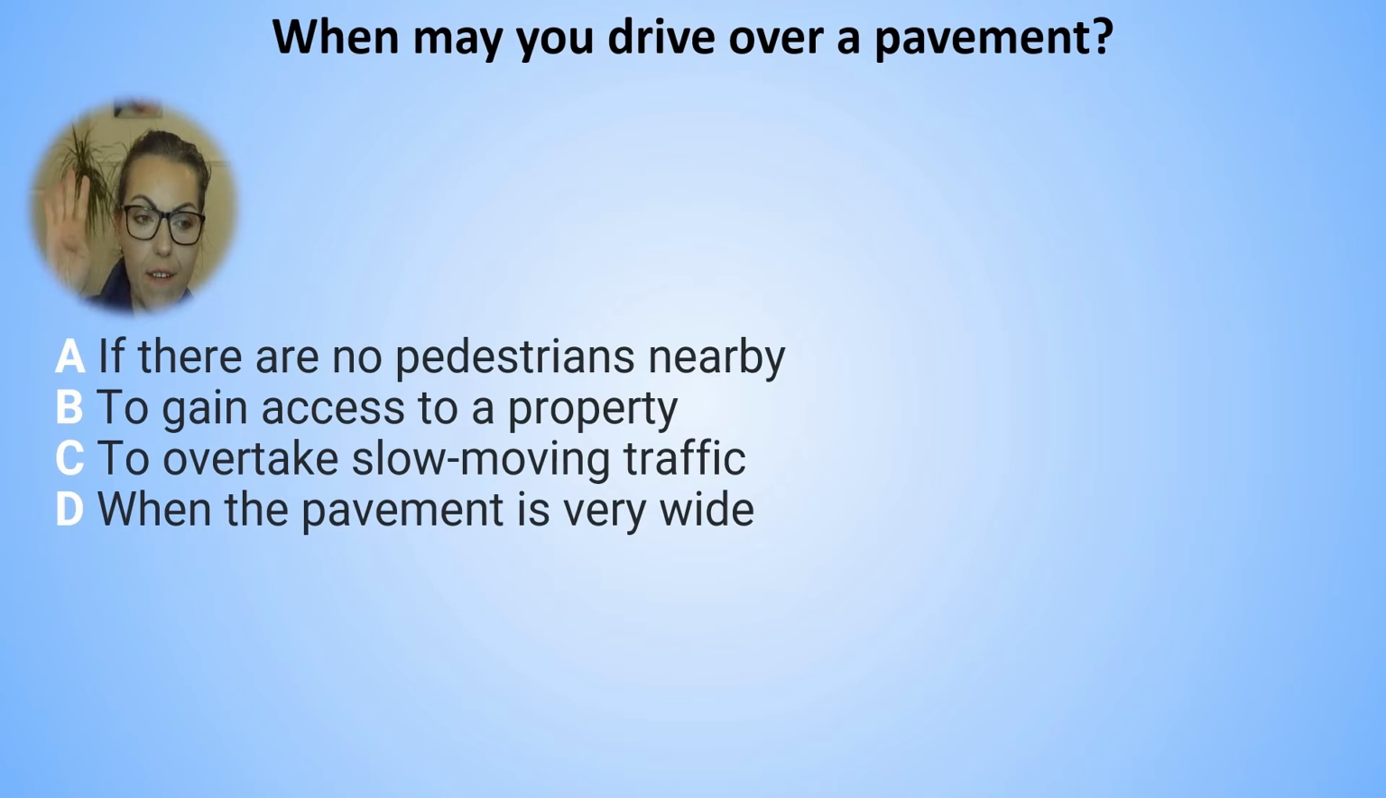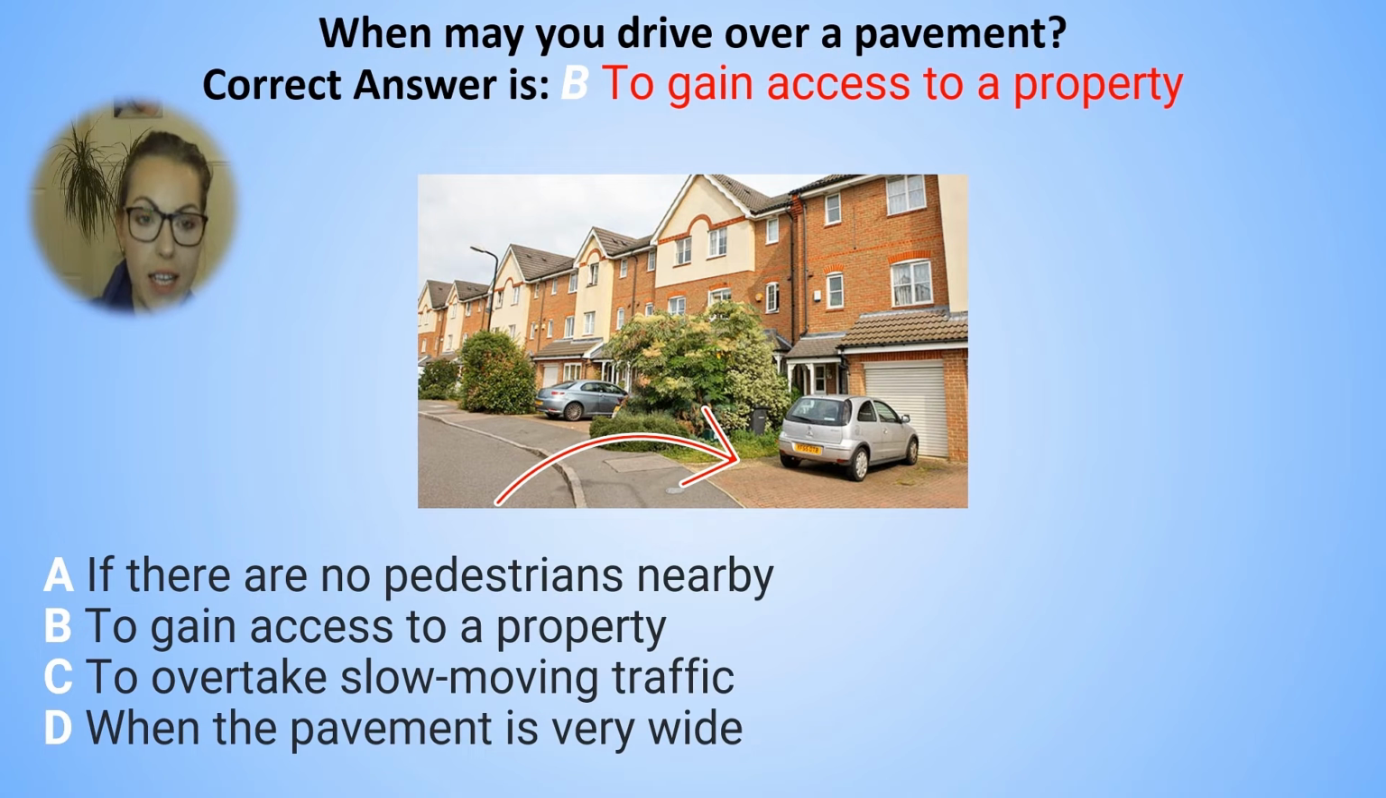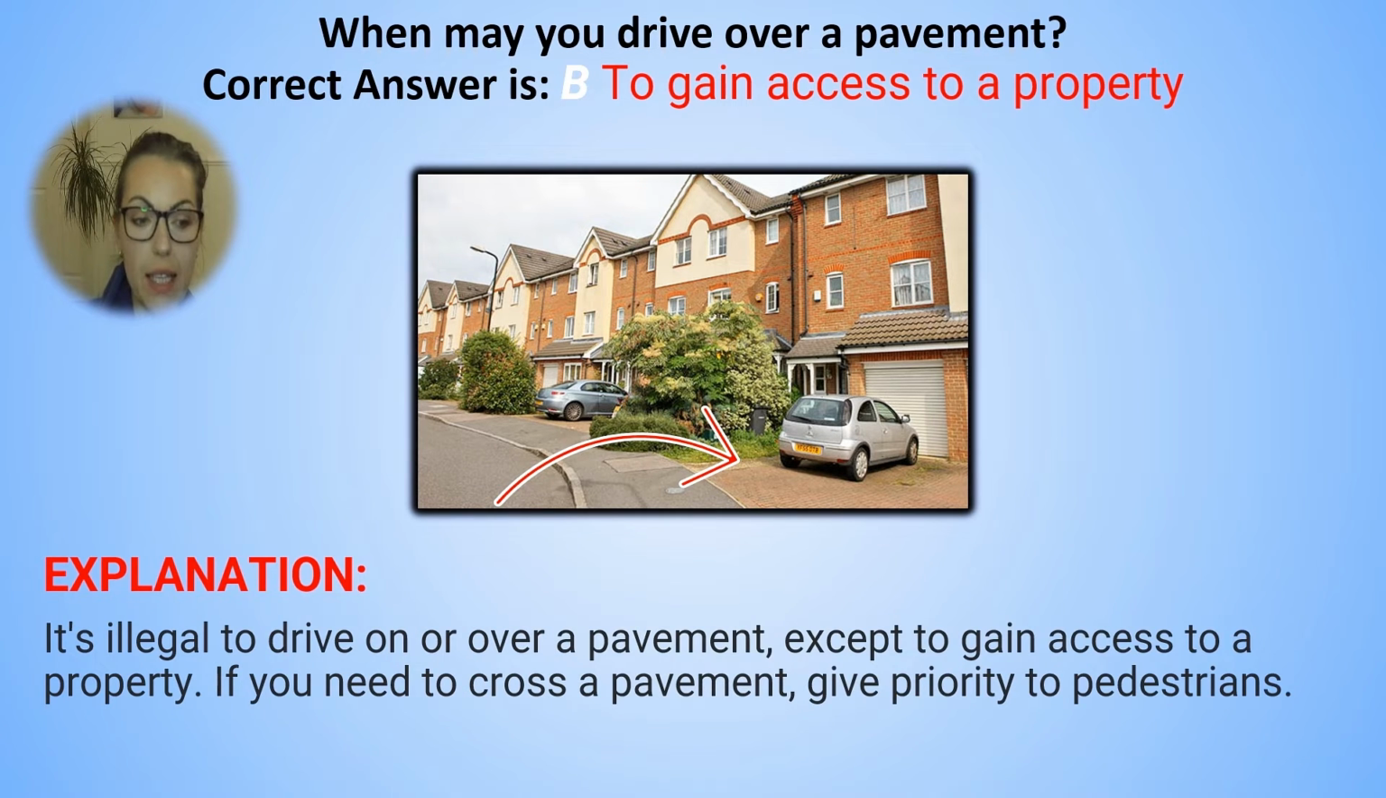5, 4, 3, 2, 1. Ready? Correct answer is B. To gain access to a property. Explanation. It's illegal to drive on or over a pavement except to gain access to a property. If you need to cross a pavement, give priority to pedestrians.